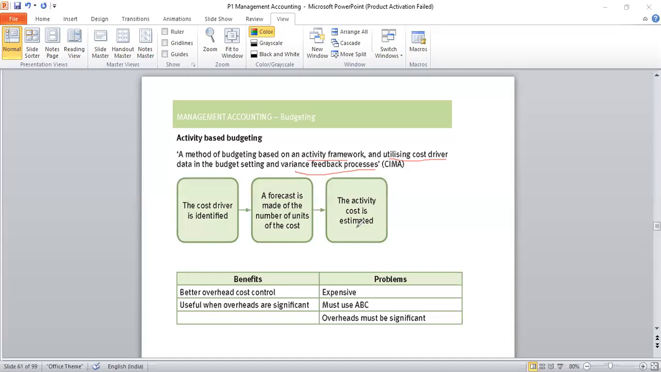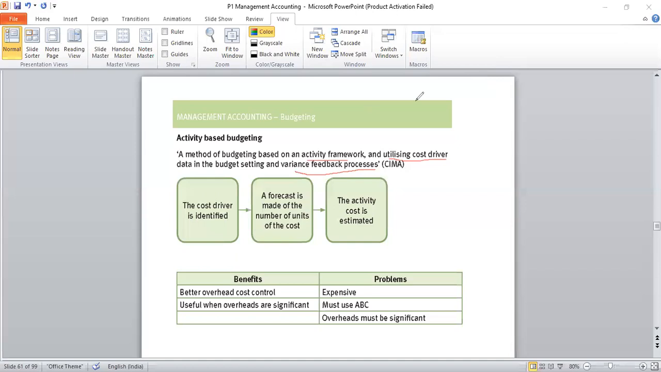What are the benefits and the problems? The benefits are there would be better overhead cost control, useful when overheads are significant. See, overheads allocation is a very important thing. We have studied already that when the overheads are not appropriately allocated, then we see that the costs are either overcharged or undercharged, and that can have an impact on the selling price. The selling price can be overpriced or underpriced.